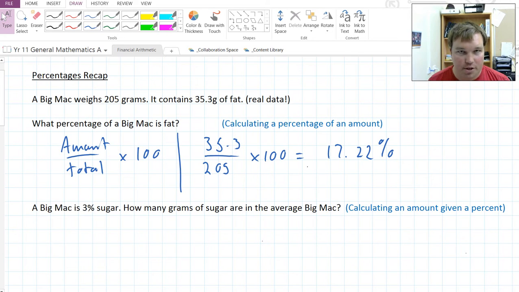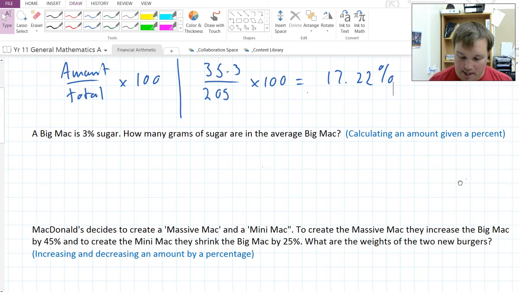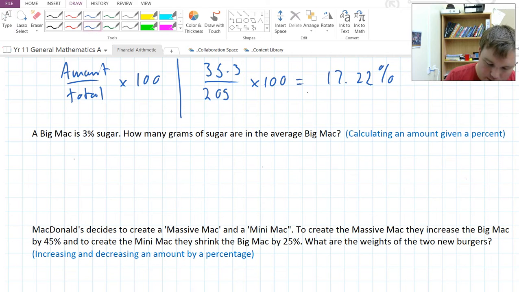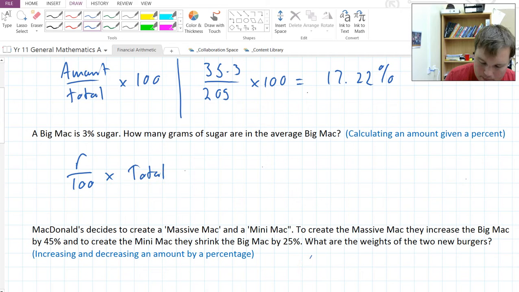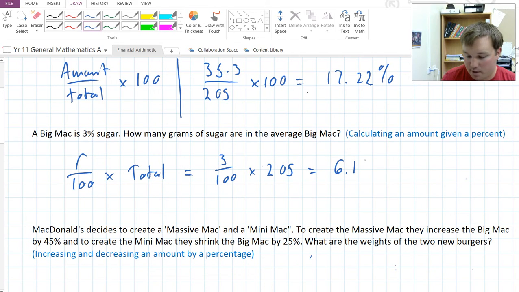Continuing on, if we're told a Big Mac is 3% sugar, well, how many grams of sugar in a Big Mac? So we're given the percentage, and we're asked to calculate an amount. What we do is we take the percentage rate, which I'm going to call little r, divide it by 100, and times it by the total. So in our case, it'll be 3 over 100 times by the 205, and the total amount of sugar in a Big Mac is 6.15 grams.